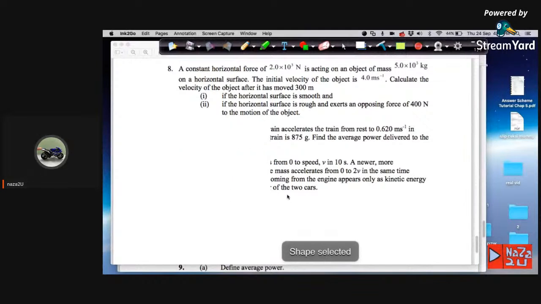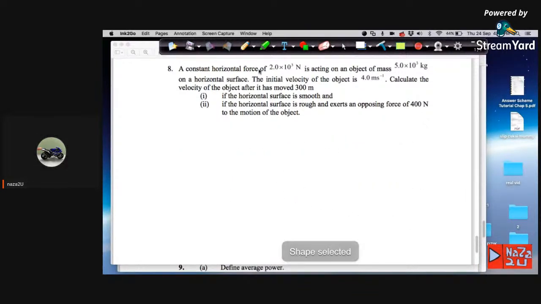Okay, ada lagi dua soalan sekejap lagi. Constant horizontal force 2 exponent 3 Newton is exerted on the object of mass 5 exponent 3. Ya, kita ada satu jasad dikenakan dengan satu daya. Lepas itu jasad itu jisimnya adalah 5 exponent 3 kg. Initial velocity of object is 4. Calculate velocity of the object after it moves 300 meter.